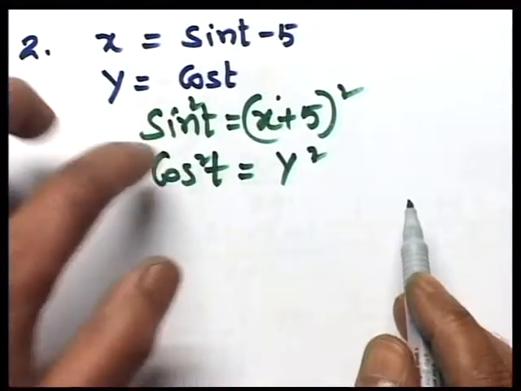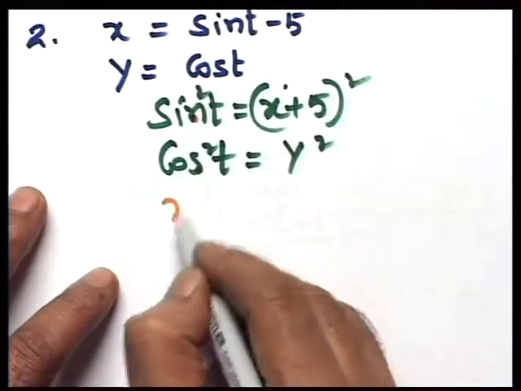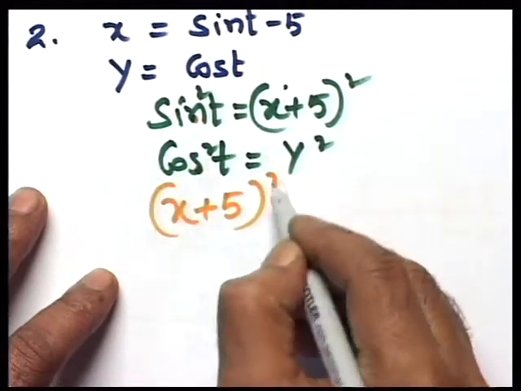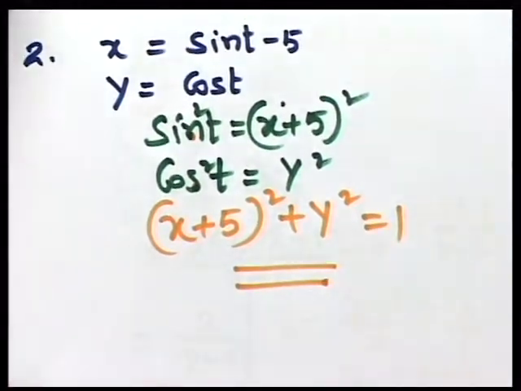So simply add those two, equate it to 1. Sine squared theta plus cos squared theta is 1. Therefore, (x plus 5) whole squared plus y squared equals 1. You can leave the answer like that, nothing wrong.